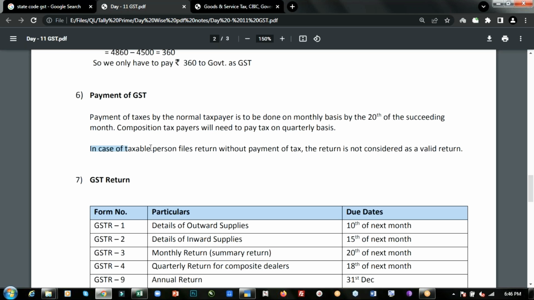In case a taxable person files a return without payment of tax, the return is not considered a valid return. Returns we will discuss in the 7th point. So is the payment of GST point clear for all, guys?